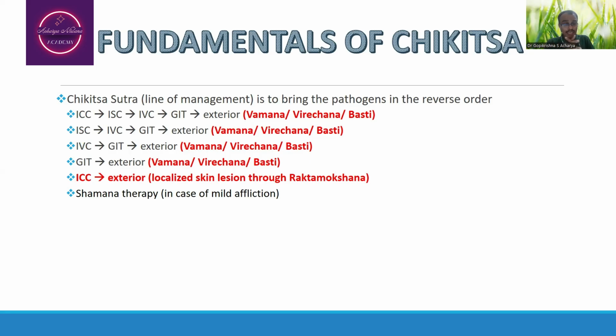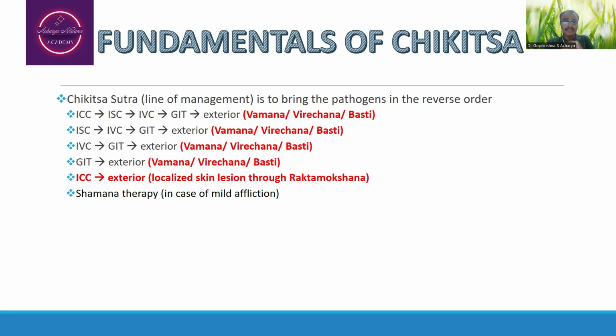If the pathogens are present in the intravascular compartment, not in the interstitial or intracellular compartment, in that particular situation, we are going to make these pathogens move into the alimentary canal or GIT, gastrointestinal tract. From there, that has to be eliminated to the exterior by Vamana, Virechana, or Basti. Suppose the pathogens are present only in the alimentary canal, that has to be eliminated to the exterior either by Vamana, Virechana, or Basti.